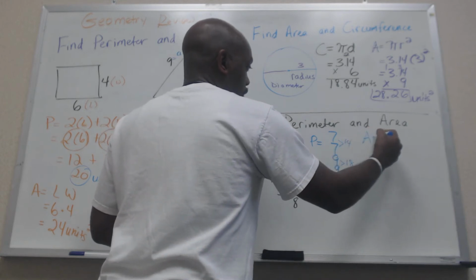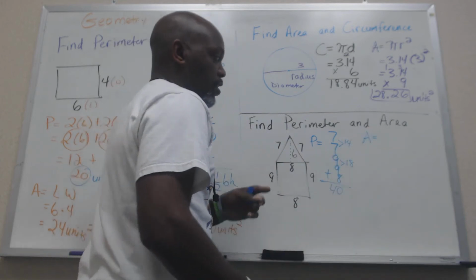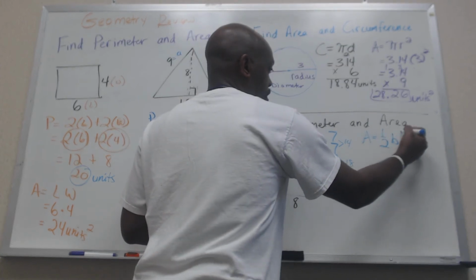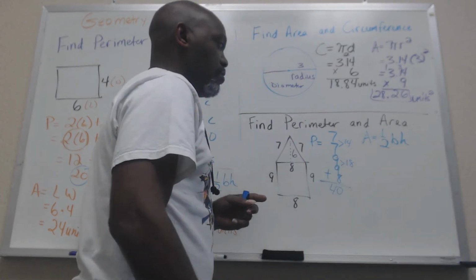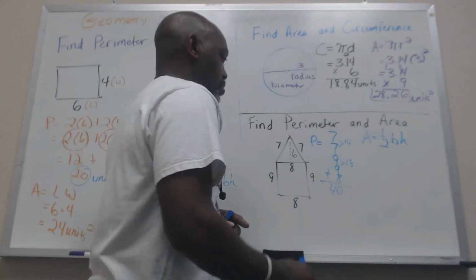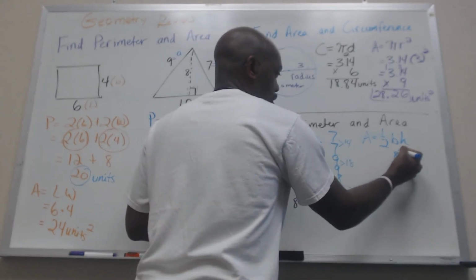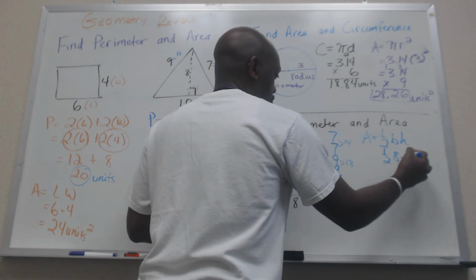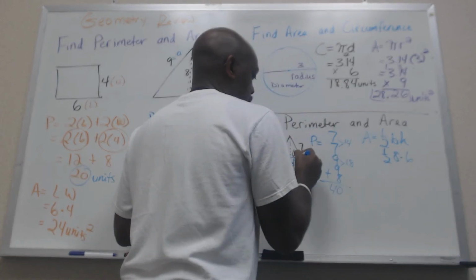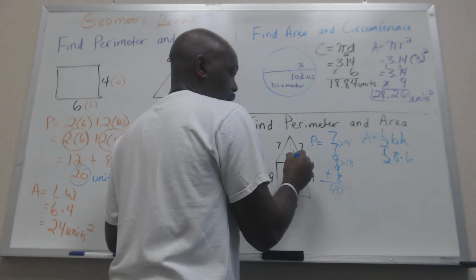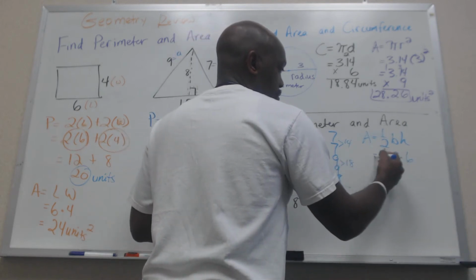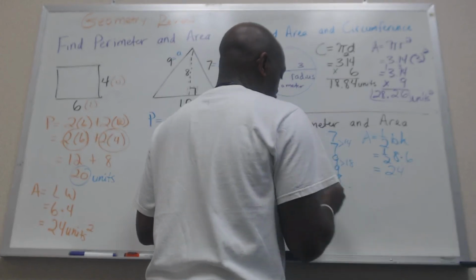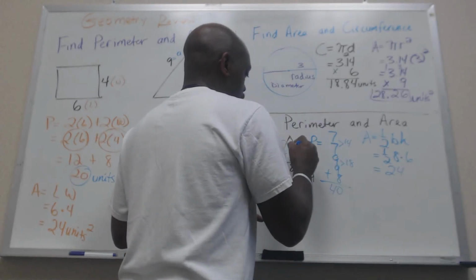If I want to find the area of the figure, I have to find the area of the triangle. So I write the formula for area of a triangle, which is half of the base times the height. Remember, the base is going to be 8, and then the height is going to be 6, because remember where the top and the bottom meet to make a right angle. So half of 8 is 4. 4 times 6 is 24, but that's only for this part.